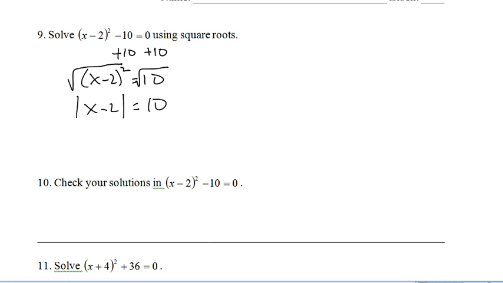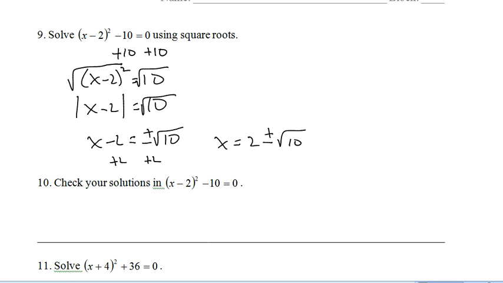And now here's a slightly lazier way we can write this. That means that x minus 2 is going to equal plus or minus root 10. And then we can just add 2 to both sides, and x is going to equal 2 plus or minus root 10. Notice this is the same as writing x equals 2 plus root 10 or 2 minus root 10.